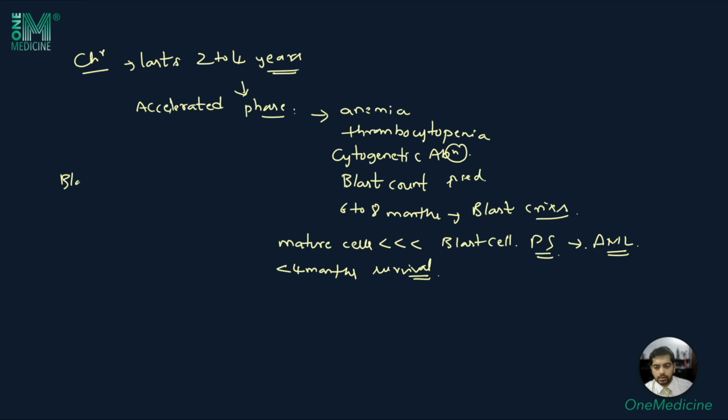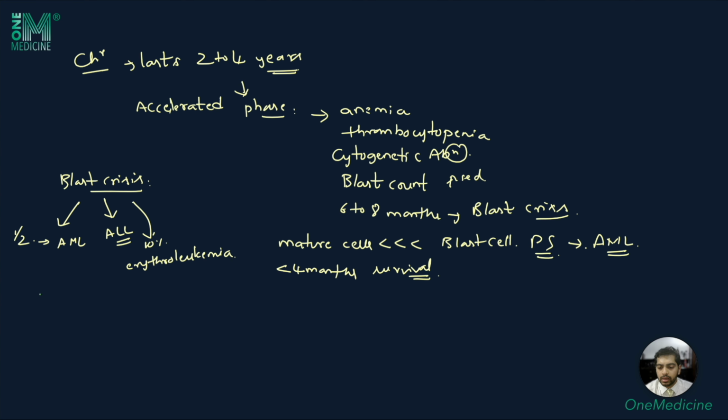In the blast crisis itself, almost half of the cases become acute myeloid leukemia. 1/3 can transform into acute lymphoid leukemia. A small percentage of 10% can become erythroleukemia, and the remaining are undifferentiated.